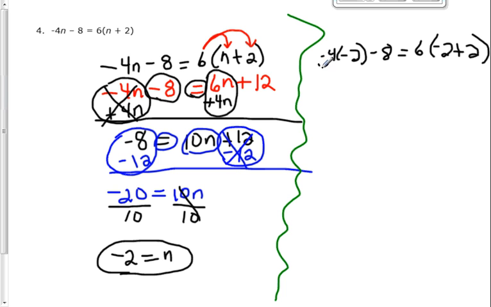If I do that, negative 4 times negative 2, negative times a negative is a positive 8. 8 minus 8. And over here, I have 6 times negative 2 plus 12 is 0. Well, 8 minus 8 is 0. And 0 is equal to 0, so I did get it right, of negative 2.